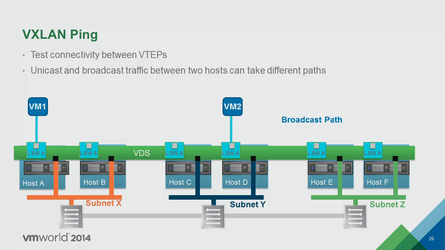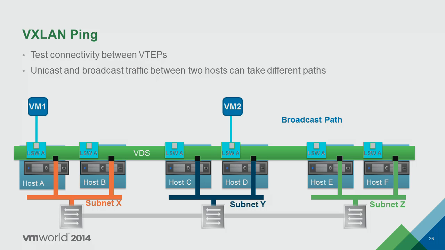So again, in summary, the VXLAN ping is testing connectivity between your VTEPs. The way it works is we encapsulate a control frame inside the VXLAN header and send it from one VTEP to the other. So let's take this example. We have a logical switch, the blue logical switch, that has its physical representation across 6 hosts. So you have host A through host F. These hosts are actually on 3 different subnets shown by the different colors.